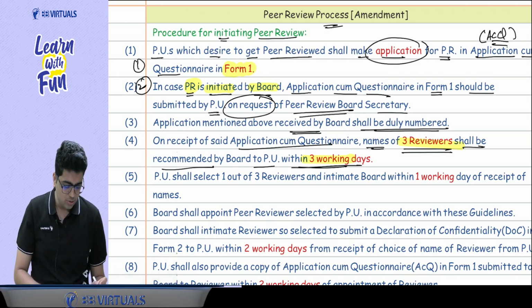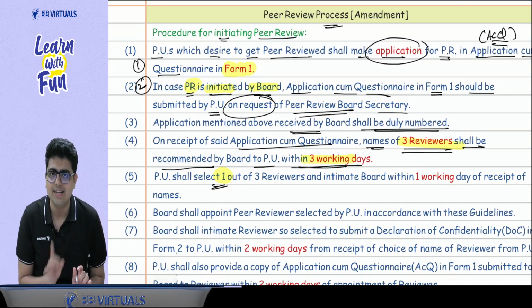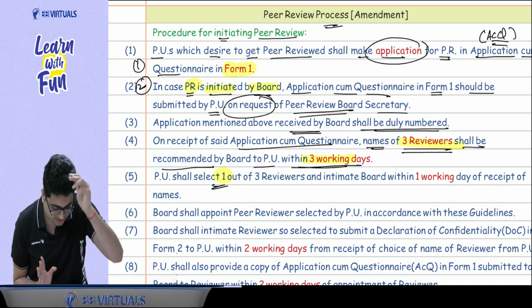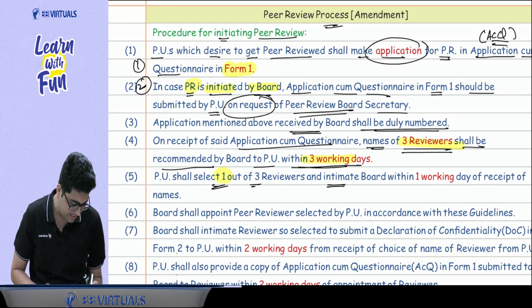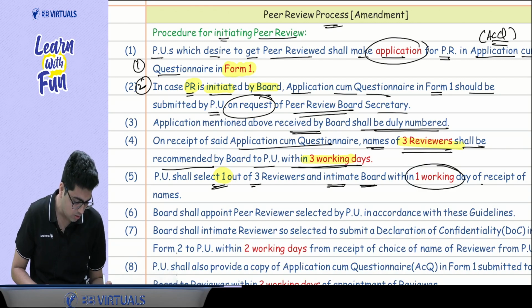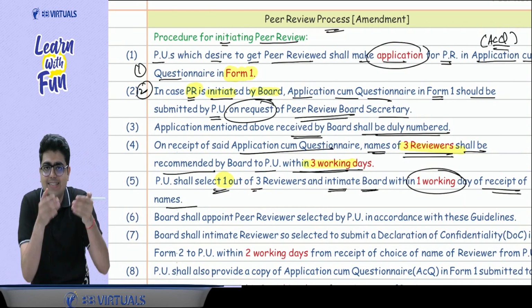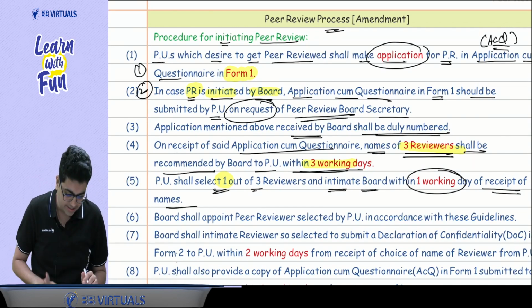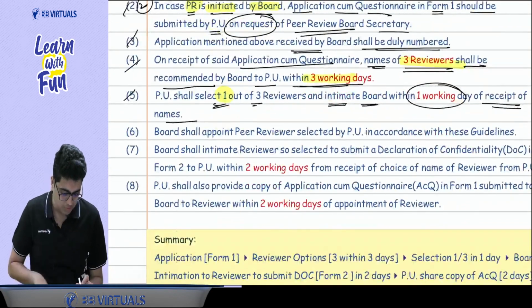Out of those 3 reviewers, 1 reviewer will be selected. Since they are selecting 1 reviewer, how many days should be given? Sir, 1 working day. Very, very good. So practicing unit shall select 1 out of the 3 reviewers and intimate the board within 1 working day of the receipt of the names. So 3 reviewers in 3 working days, selection of 1 reviewer in 1 working day. I hope everything is clear till here. Now comes the next point.